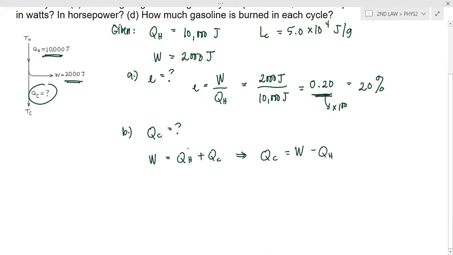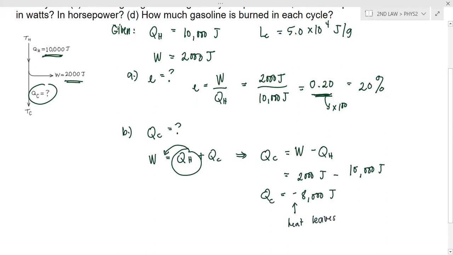Why work minus QH? If I transpose this to the other side, since this is positive, it becomes negative when it moves to the other side. That is why we have work minus QH. Now, substituting the given, we have 2,000 joules minus 10,000 joules, which gives us negative 8,000 joules. So this is now our QC. The negative here indicates that the heat leaves the engine during each cycle. So we have negative 8,000 joules as the heat discarded from the engine.